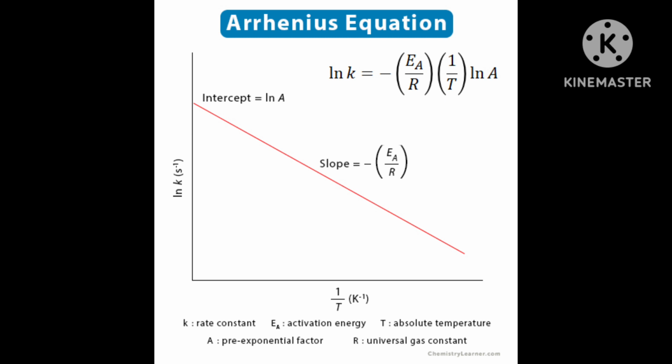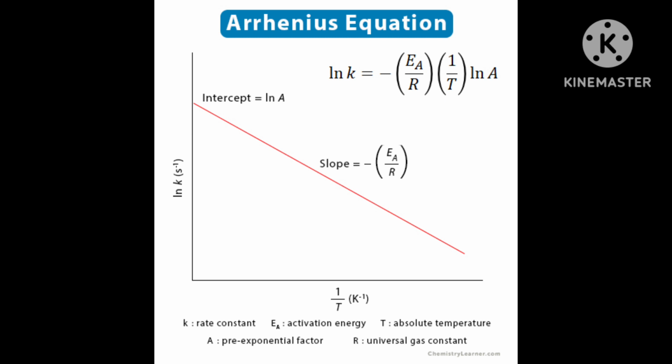So P and B both you know, and the slope you can calculate. P by B is equal to tan theta, and tan theta is equal to the slope, which is minus Ea upon R. The R value is fixed and the slope value you know, so out of three values two are known, and the third value, Ea, you can easily calculate.